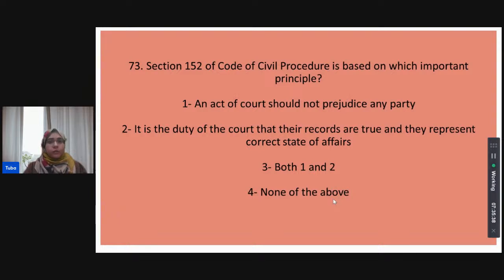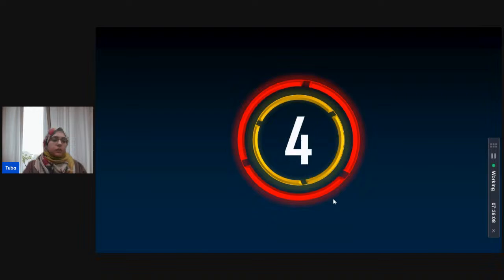Section 152 of CPC is based on which important principle? Is it that an act of a court shall not prejudice any party? Is it that it is the duty of the court that the records are true and that they represent the correct state of affairs? Is it both 1 and 2, or is it none of the above? Let's be very particular in remembering what section 152 deals with. So which principle is it based upon? I will start the timer now. All right, Yash has answered option 1.